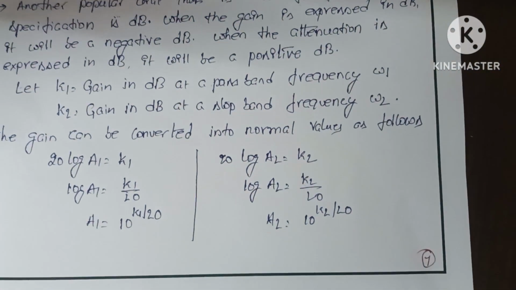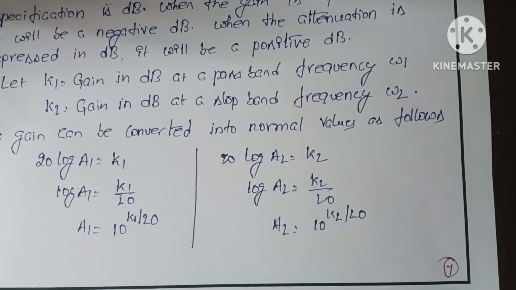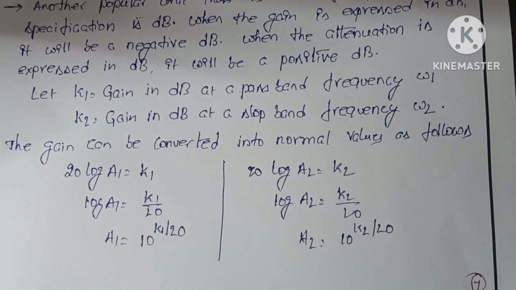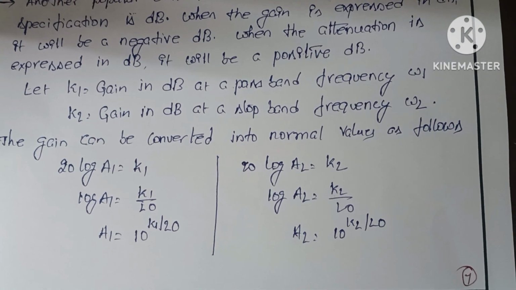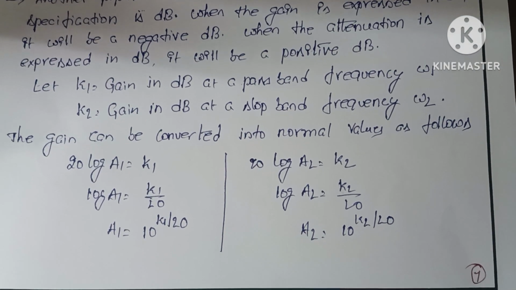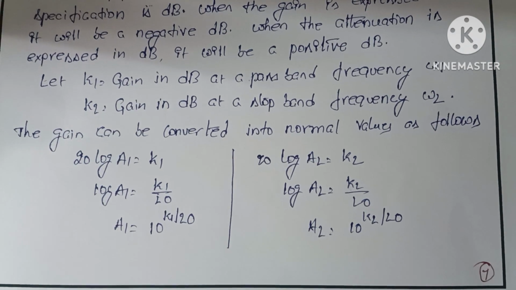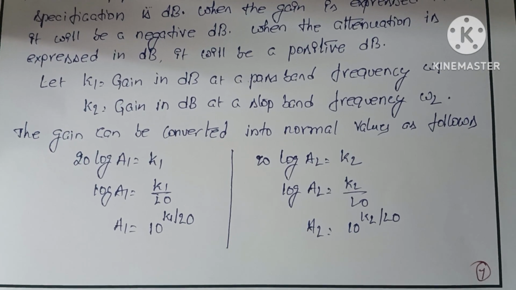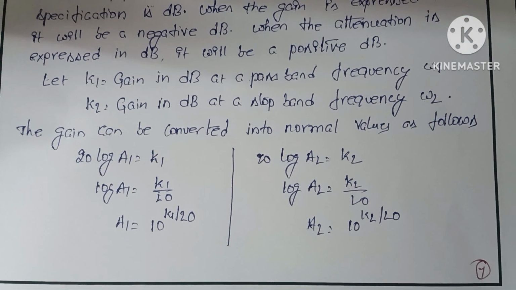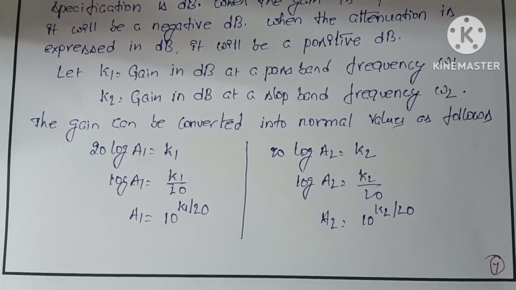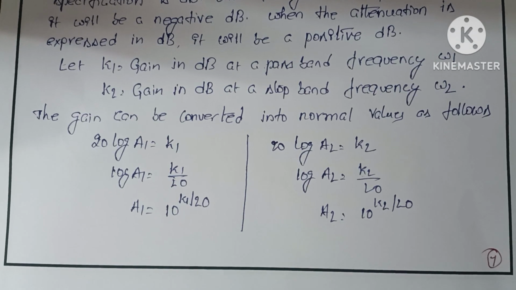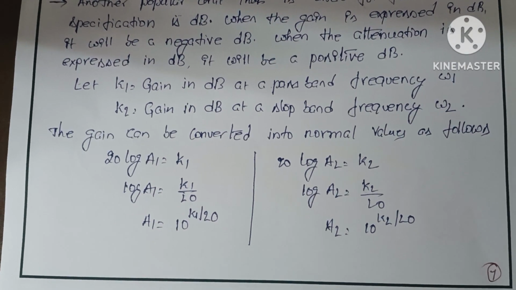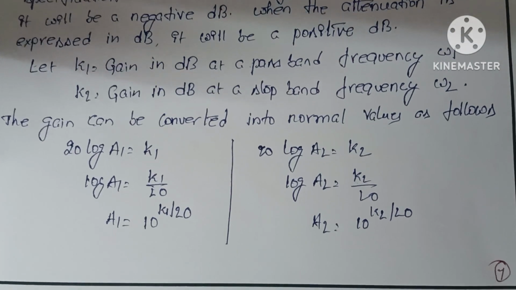Let K1 be the gain in dB at a passband frequency omega 1, and K2 the gain in dB at a stopband frequency omega 2. If K1 and K2 are gains expressed in dB, we have to get the normalized values of the gain, A1 and A2, with the help of the following formulae.